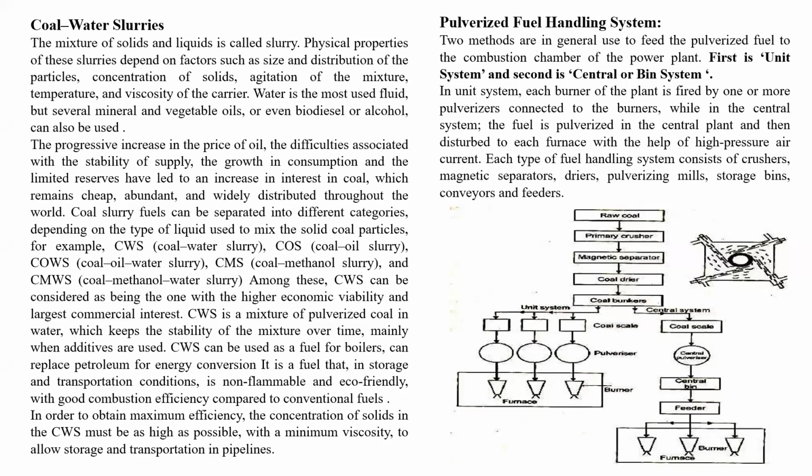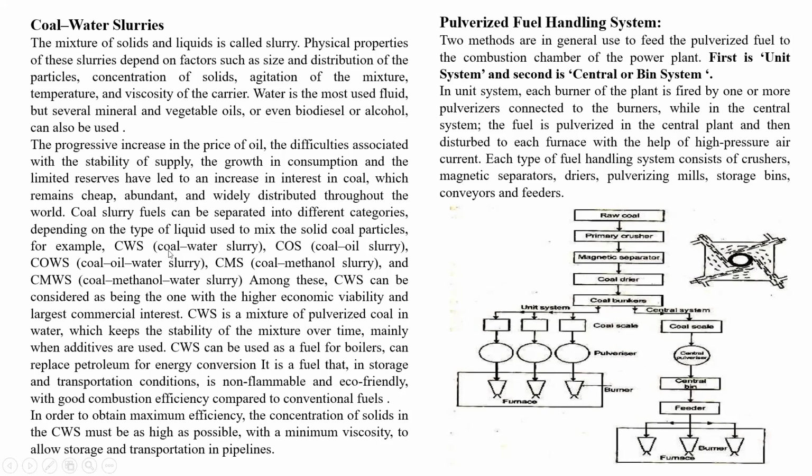Coal water slurries. This is one more important phenomenon nowadays in view of fuel utilization. The mixture of solids and liquids is called slurry. Physical properties of these slurries depend on factors such as size and distribution of the particles, concentration of solids, agitation of the mixture, temperature, and viscosity of the carrier. Water is the most used fluid, but several minerals and vegetable oils or even biodiesel or alcohol can also be used. So most of the coal slurry fuels can be separated into different categories depending upon the type of liquid used to mix the solid coal particles.